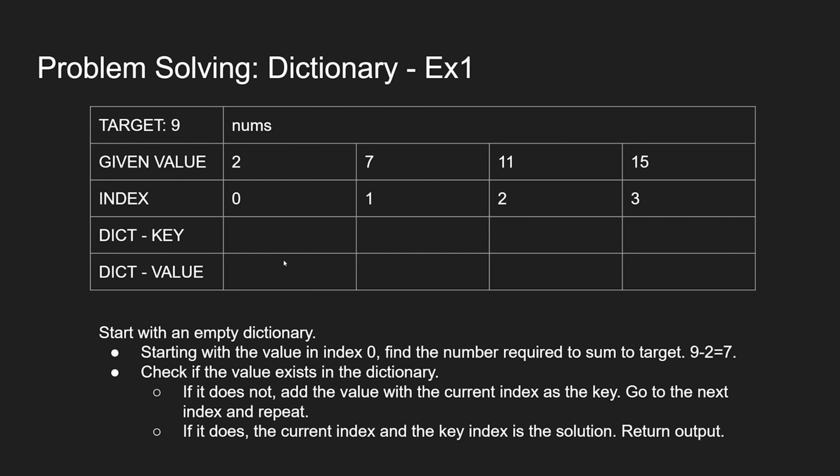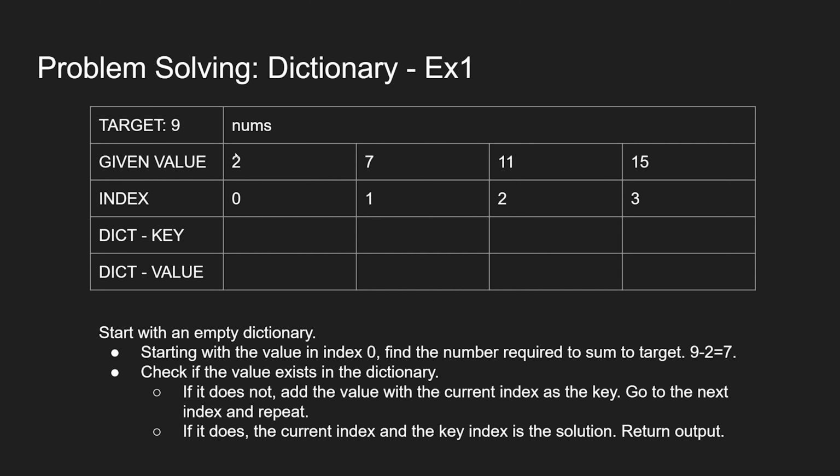Alright, so going back to the first example, I made 2 additional rows here. This is our dictionary. This is our data structure where we can store numbers and variables and other sorts of things like that. So what we're going to do is we start with an empty dictionary. As you can see here, there's no numbers. And now instead of checking to see if the first number plus the second number equals the target, we check the first number.